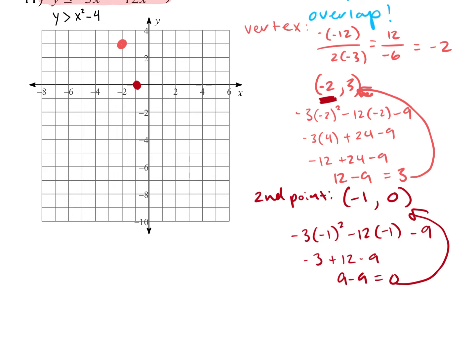Do we know where our third point is? Where? Negative 3. So we're one space away from our vertex to the right. We got to be one space away on the left too.